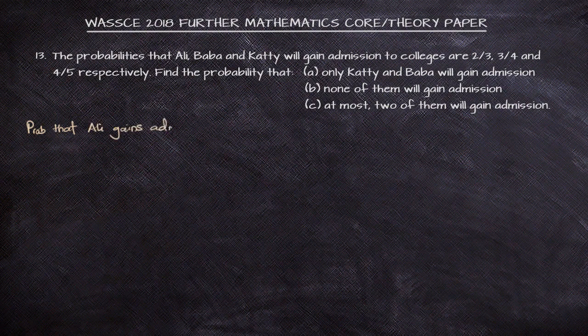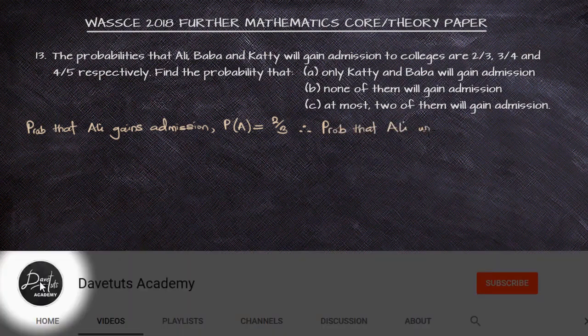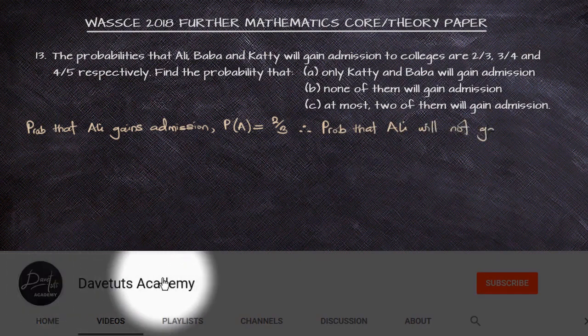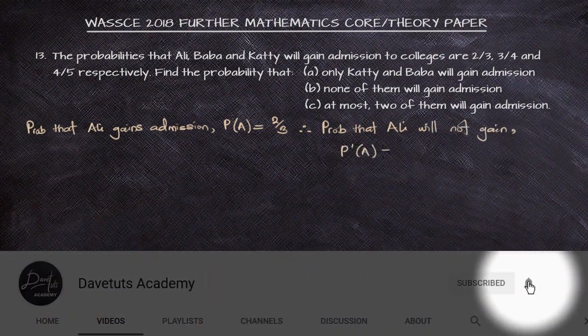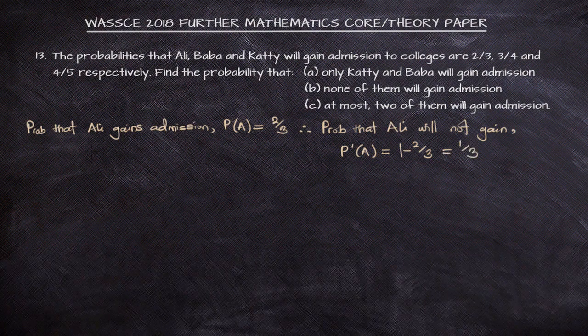Now, if we take all these statistics that we are given, starting with Ali, we are given that the probability that Ali will gain admission, if you call it P(A), is 2/3 as given. That implies that the probability that Ali will not gain admission will be 1 minus the probability that he will gain admission. That will be given as P prime A will be 1 minus 2/3, and that is 1/3.